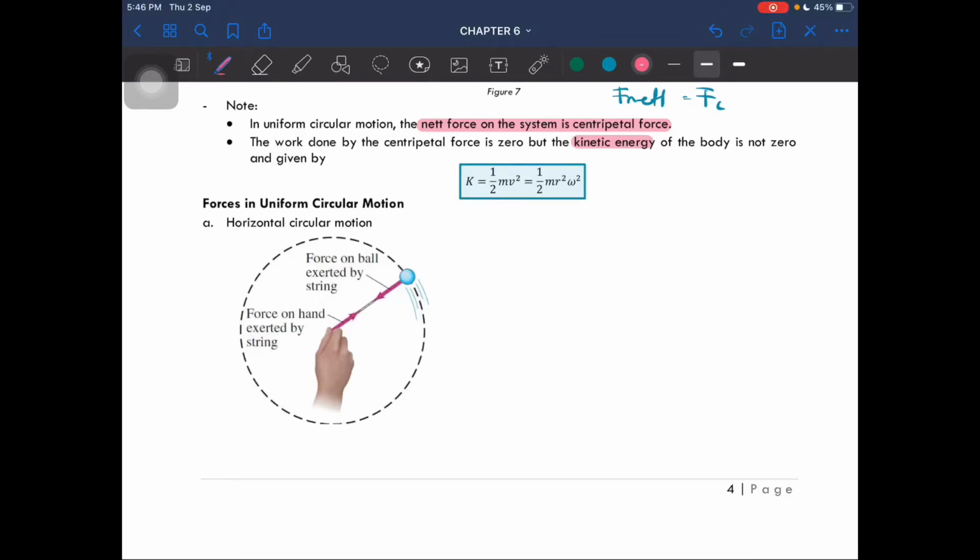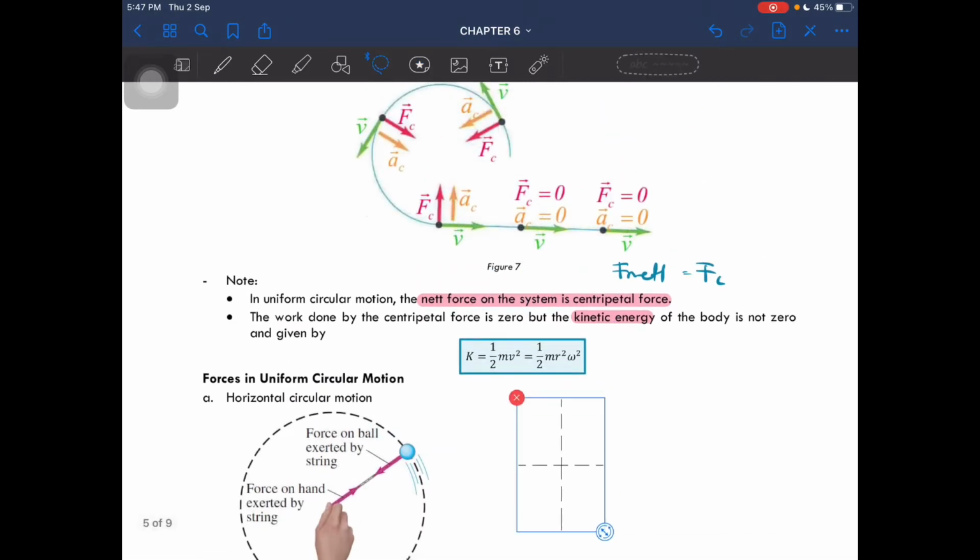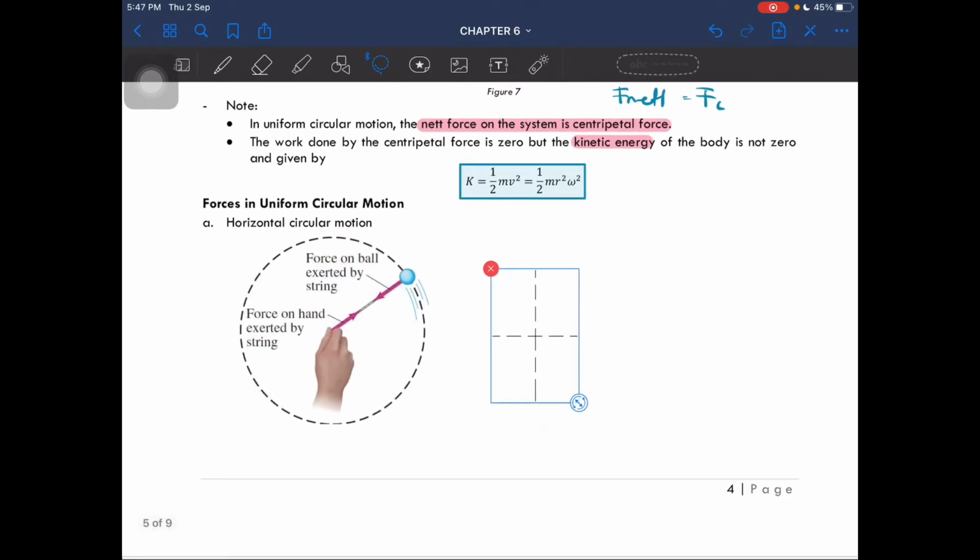Okay, so let's look at forces in uniform circular motion, where you have to draw the free body diagram. So this is a horizontal circular motion. If you come across a horizontal circular motion question, we still have to draw the free body diagram, even for chapter 6. So that's why the free body diagram is very important for you to know how to draw.